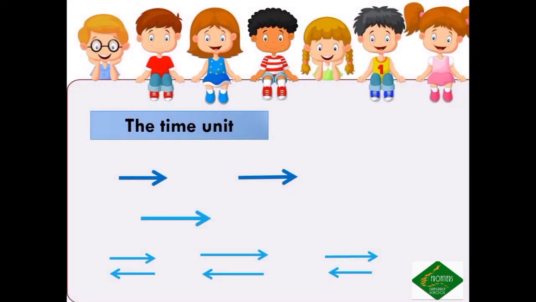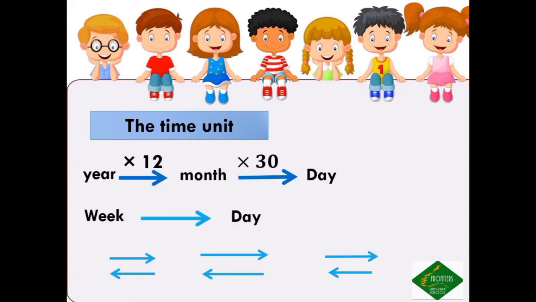The time unit. From year to month. Ask yourself, 1 year equals how many months? 1 year is 12 months. So if I want to convert from year to month, I multiply by 12. And 1 month equals how many days? 1 month equals 30 days. So I multiply by 30. And if you convert from week to day, 1 week equals how many days? 1 week is 7 days. So I multiply by 7.